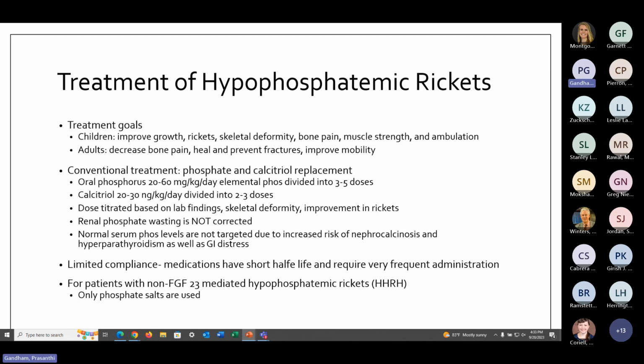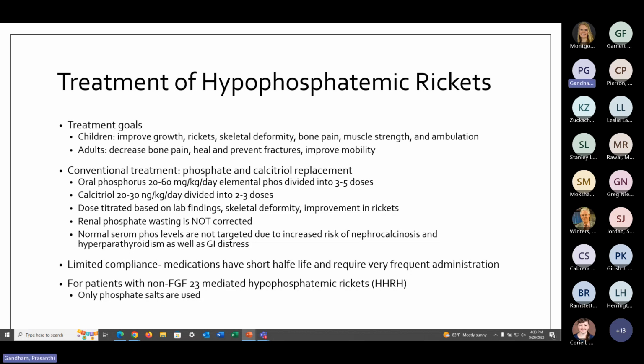Giving the phos replacement without calcitriol is of course ineffective, and it can cause severe secondary hyperparathyroidism. So of course that should be avoided. These medications have a very short half-life. They require very frequent administration. And so adherence to their regimen is an obstacle for many affected individuals.